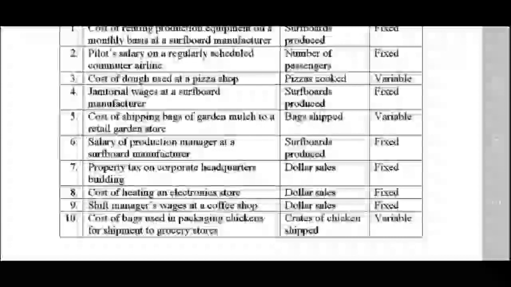Number 10, cost of bags used in packaging chickens for shipment to grocery stores. It is a variable cost. 1 chicken, 1 bag. 2 chickens, 2 bags. So the higher the quantity of production or the quantity of product, the higher the cost. So it is a variable cost.